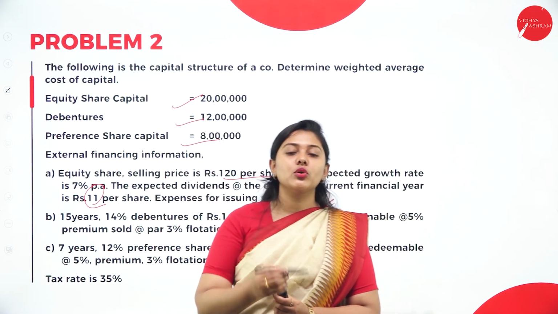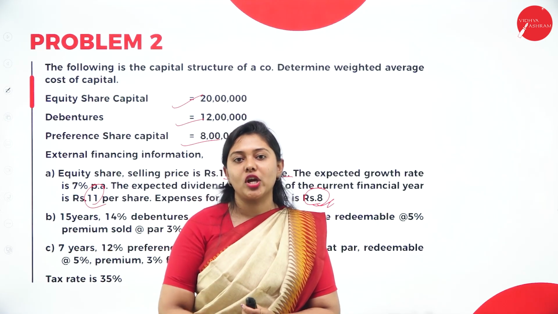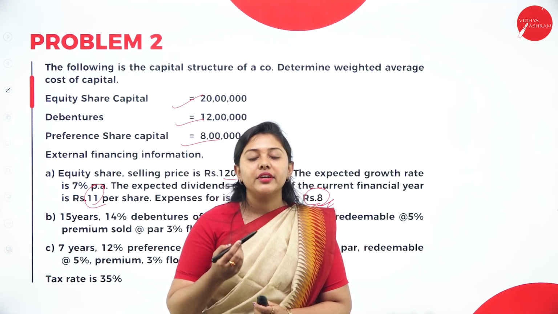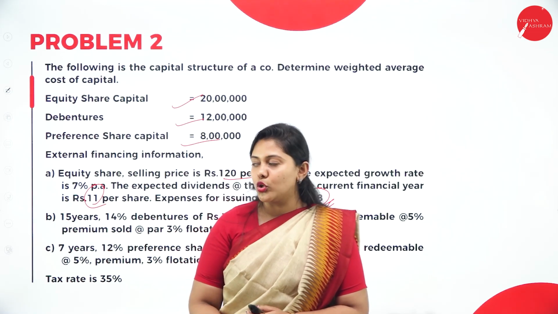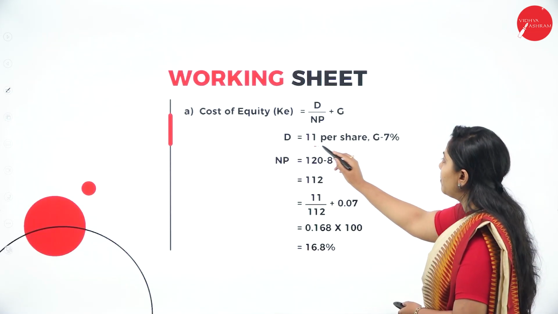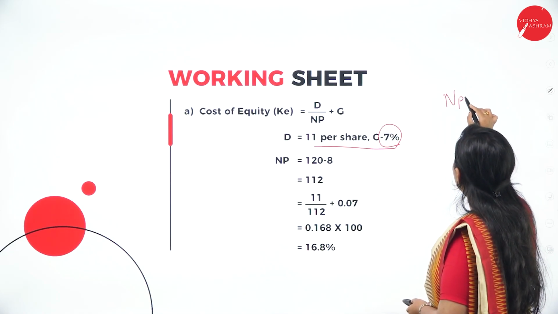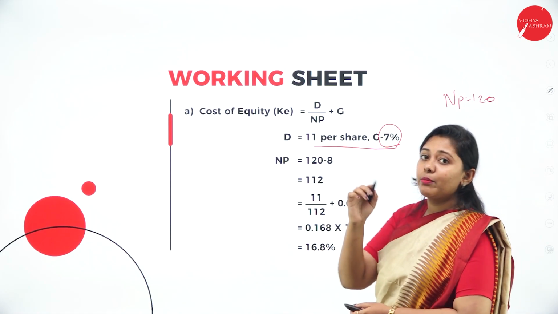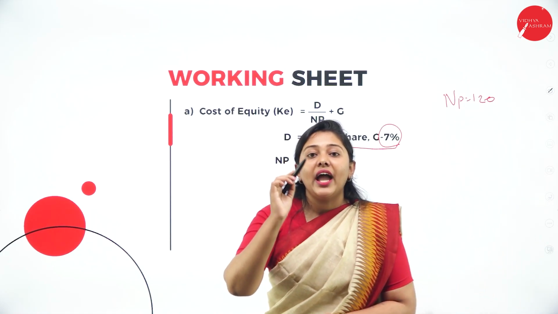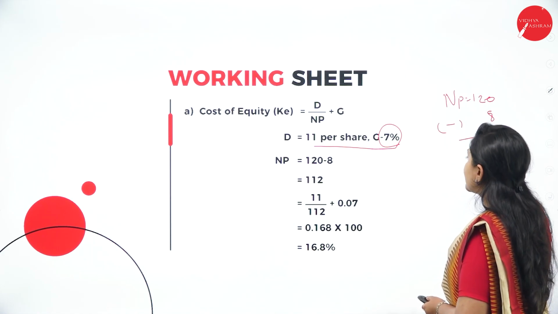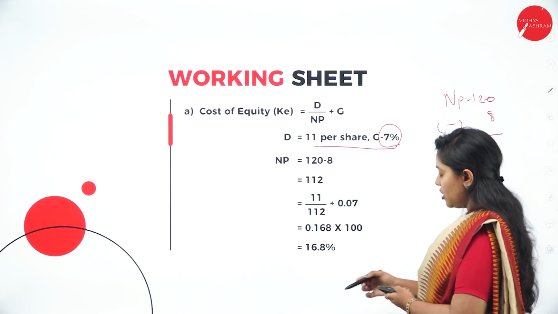So let's substitute all the values into the formula. Cost of equity is equal to dividend divided by net proceeds plus growth. So here 11 per share, growth is 7%. So what is the net proceeds? 120 rupees is the price. We are deducting 8 rupees, which is the expenses. The value you get is 112 as net proceeds.